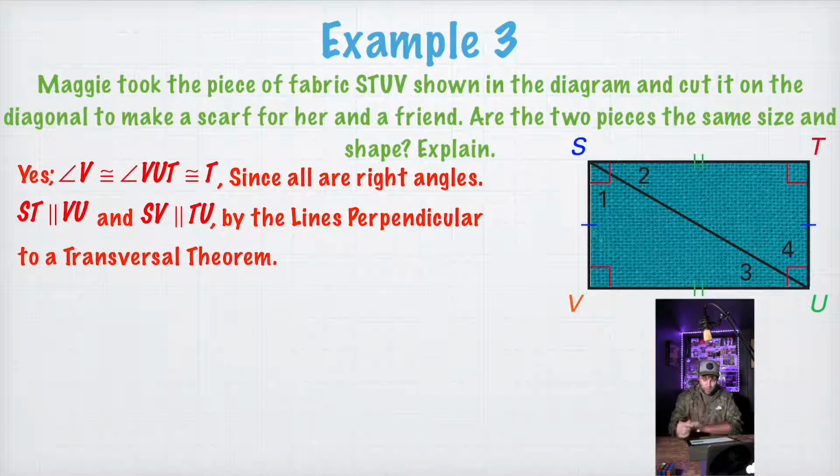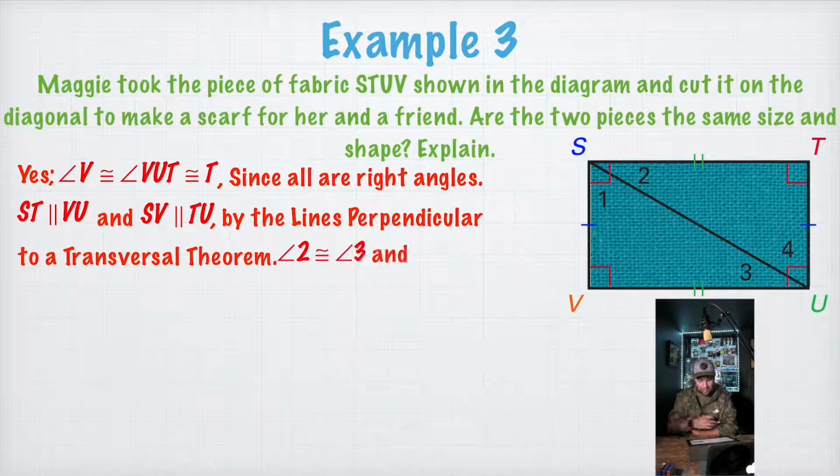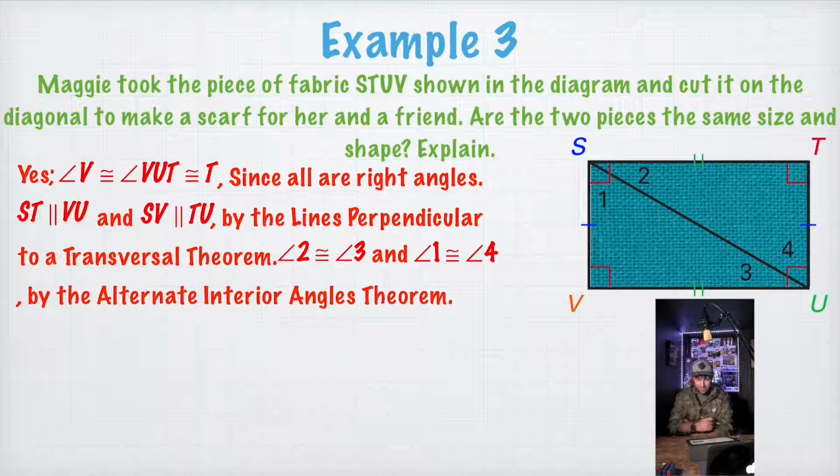So by doing that, we know that all these sides are parallel, which is important information, because if we take a look and we know that ST is parallel to VU, that makes this diagonal a transversal between those two parallel lines. And if it's a transversal, we know that angle 2 and 3 are congruent, and angle 1 and 4 are congruent by alternate interior angles theorem. Okay? So we're going to go ahead and say that angle 2 and angle 3 are congruent, and angle 1 and angle 4 are congruent by the alternate interior angles theorem. Okay, I'm going to go ahead and actually mark that on our nice little handy dandy picture.